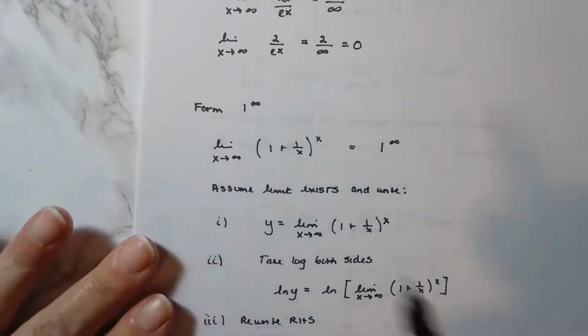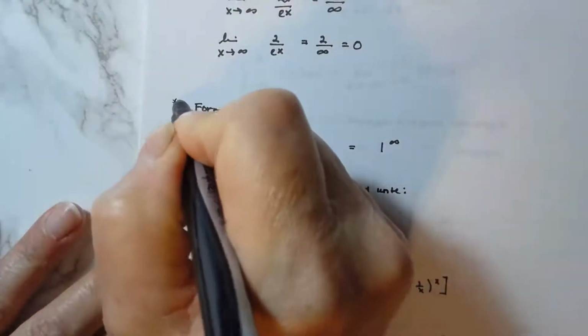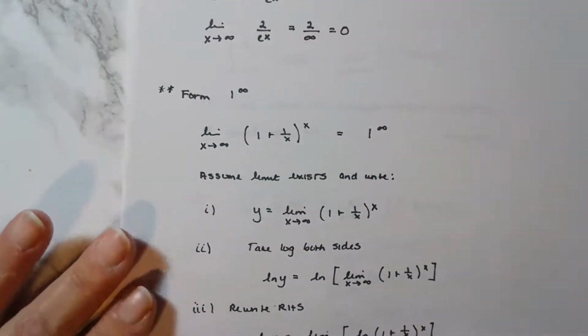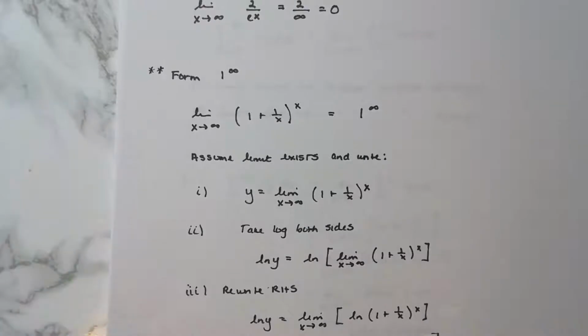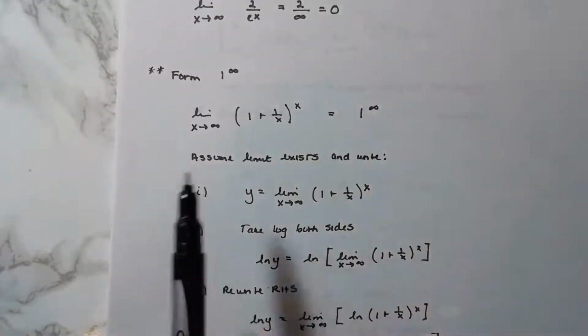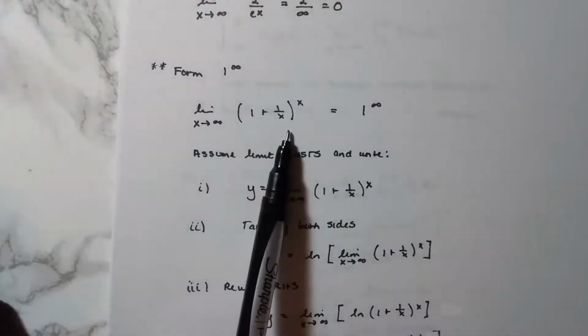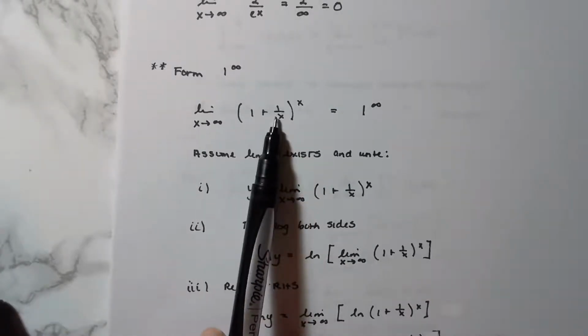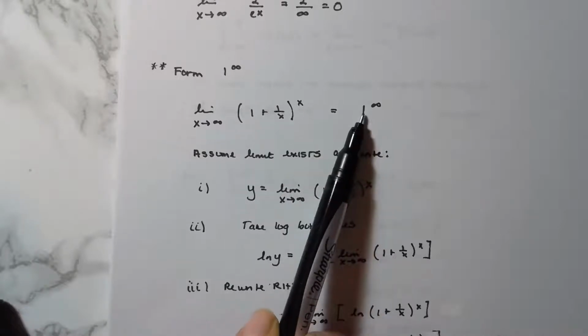Okay, this one here, I should have put 2 stars, so I'll do that now. The form 1 to the infinity, this is fair game. This is not hard, but it is fair game, and you have to be on the lookout for it. So the problem is given like this, and if I plug my infinity in right away, I get 1 plus 0, which is 1 to the infinite power. So I get this situation right here.